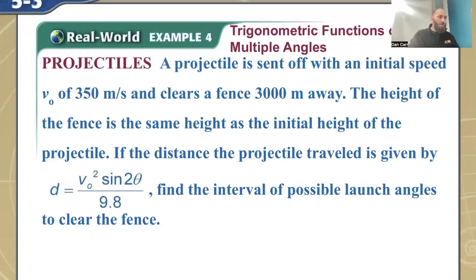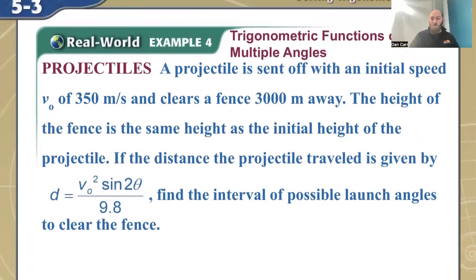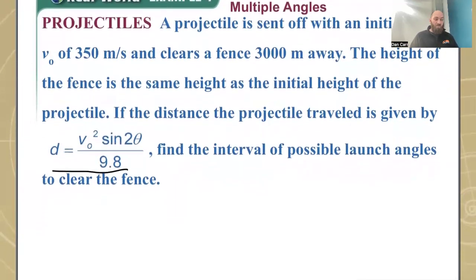Okay, and I believe this will be one last example here. A projectile is sent off with an initial speed v sub 0 of 350 meters per second and clears a fence that's 3,000 meters away. The height of the fence is the same height as the initial height of the projectile. The distance the projectile travels is given by this equation. Find the interval of possible launch angles to clear the fence.